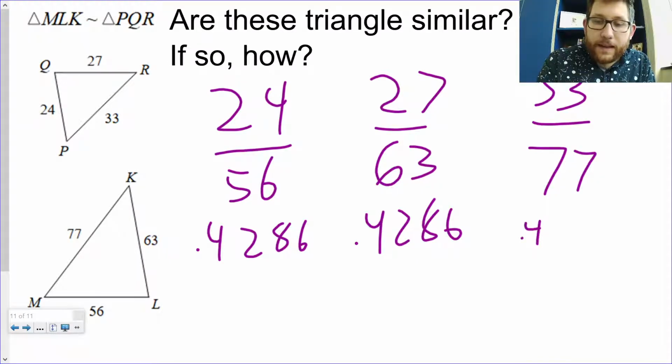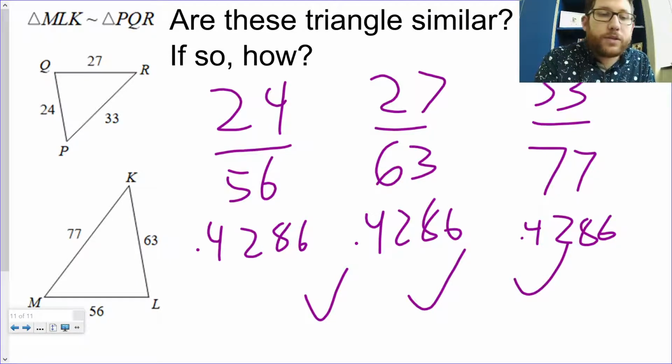All right, and they need to be exactly the same the whole way down. 4286. All right, this checks out. See how each of these are equal to each other. So yes, these are similar, and they are similar by side, side, side.